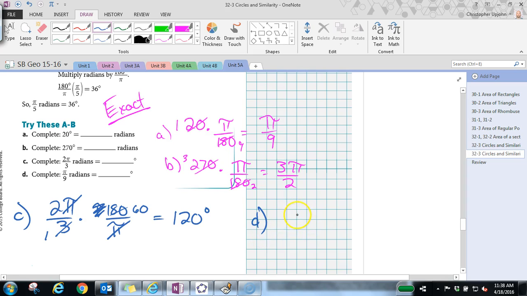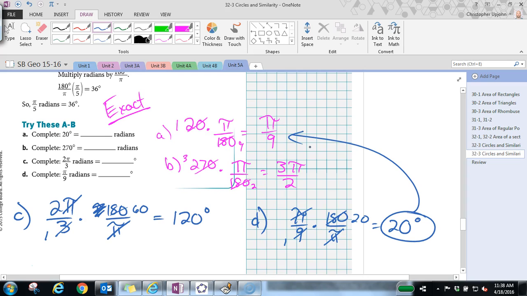Letter D, pi over 9 times 180 over pi. And the pi's cancel out. That 9 goes into 9 once, goes into 180 20 times, we get 20 degrees. Which is what we should get because in letter A we went the other direction. So that's what we're looking at.